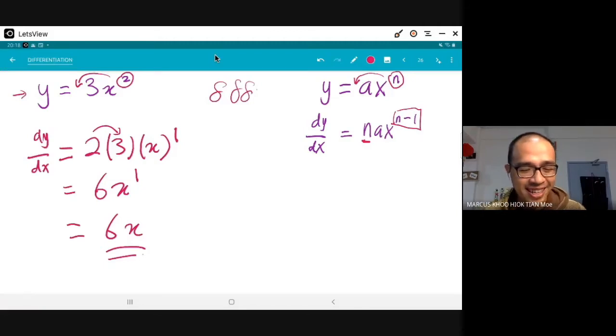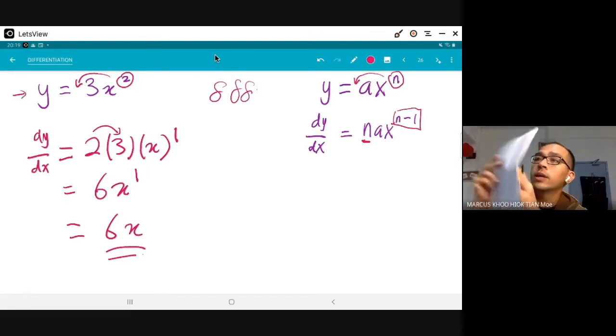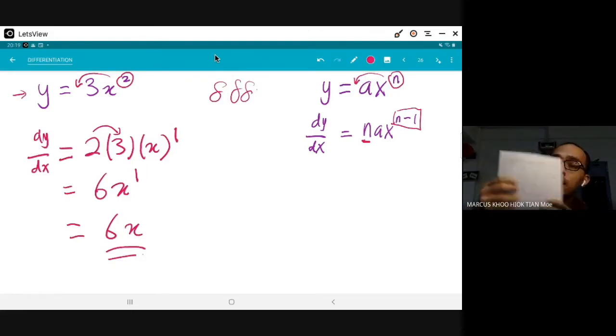Okay, so this is the basic thing lah. When we bring down the power, we have to minus the power, and this is kind of the shortcut method. And you can use that in all situations. Okay, let's do a couple first lah. Why don't you take a look at question number 1? Let's do question number 1A.